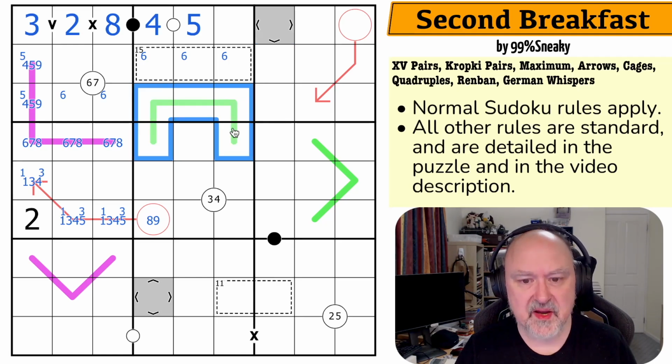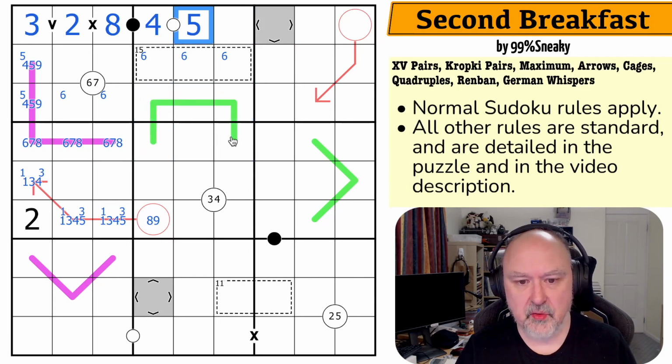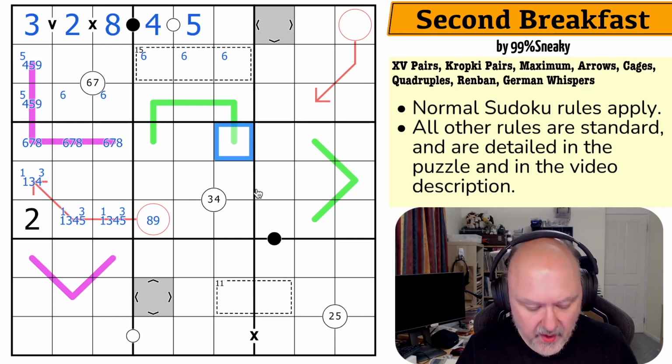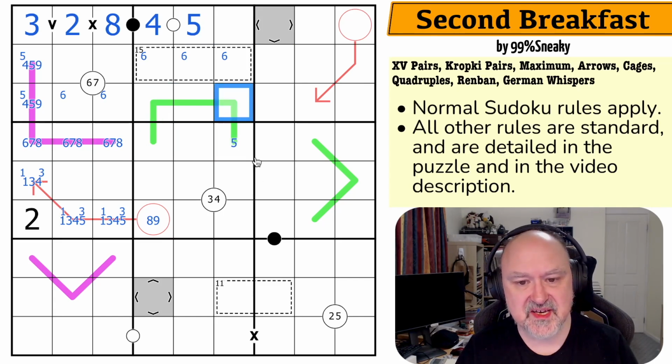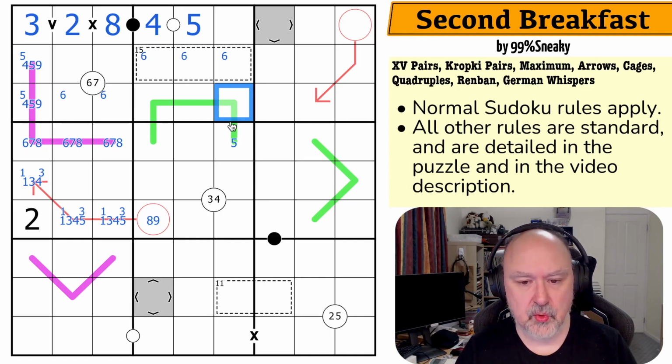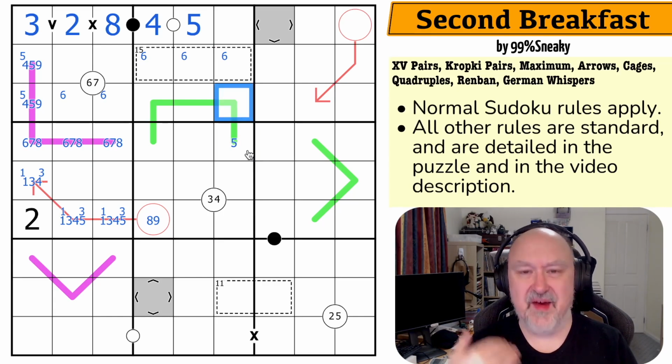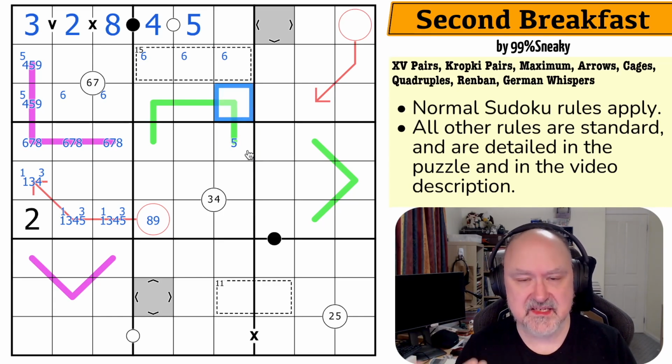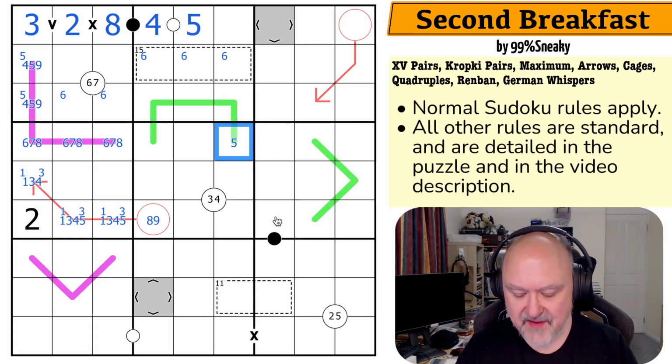So what's happening on a German whisper line? You can never put a 5 on a German whisper line. Now, even ignoring this, I could never make this a 5. Why? Because the digit that is next to it must have a difference of at least 5. So to do that, you're either subtracting 5 or more or adding 5 or more. If I subtract 5 or more from 5, I'm at 0 or less. And if I add 5 or more, I'm at 10 or higher. It does not work.